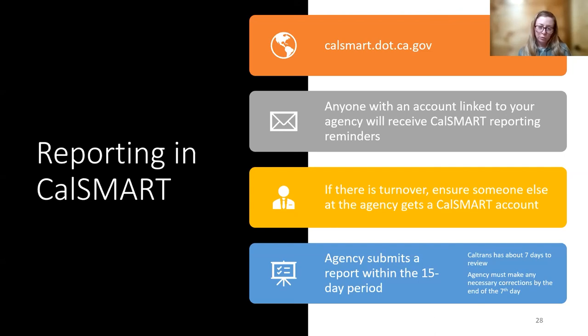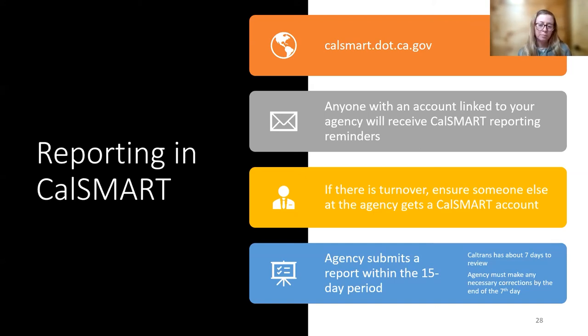So somebody at all times, if you have an active project, somebody at the agency must have an account. We do try to do our due diligence to reach out to agencies when they're not reporting, just to see if they are getting the reminders. But it is important on the agency's end that you make sure somebody has an account. It's okay if multiple people have accounts; one person can report on that project and that's fine. But it's important for somebody at the agency to get these reminders so that you report on time and nobody is considered non-compliant.